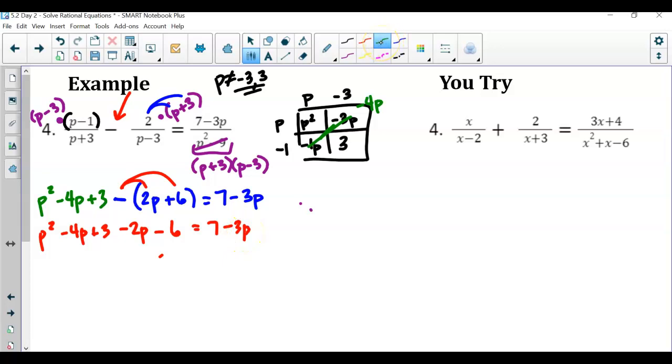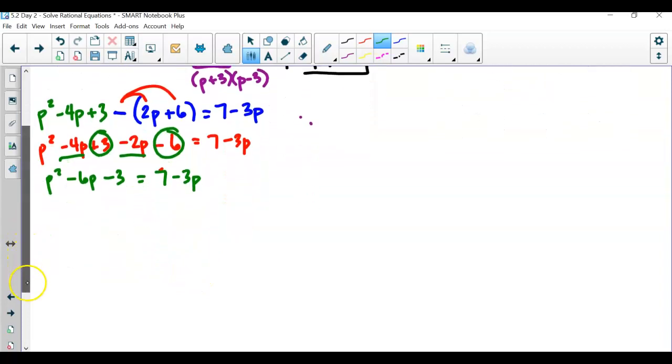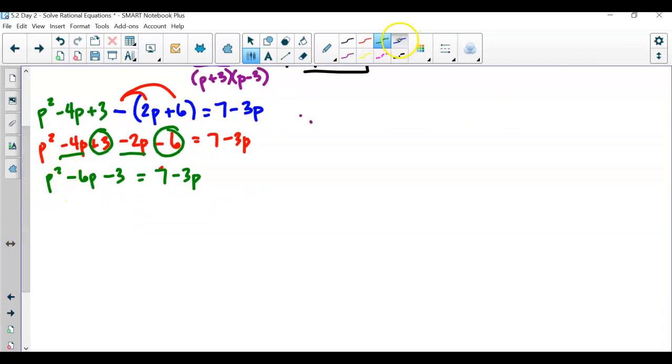Now I'm going to combine like terms, negative 4p and negative 2p, so p squared minus 6p. You also have 3 minus 6, which is negative 3. That is equal to 7 minus 3p. Again, we are solving a quadratic. Notice how we have p squared, so I need this to equal 0. So I'm going to subtract 7 and add 3p. Again, line up your like terms. Everything cancels out here, and I've got p squared minus 3p minus 10.